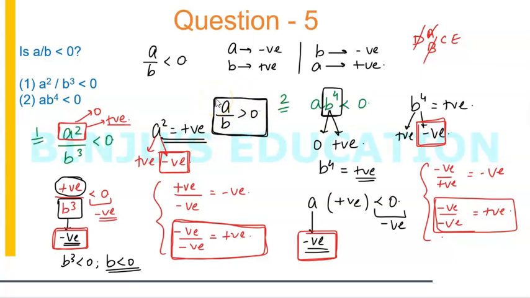So if A by B is greater than 0, is A by B less than 0? The answer is no. A by B is not less than 0. Is no a conclusive answer? Yes, no is a conclusive answer. Hence our answer is simply option number C.